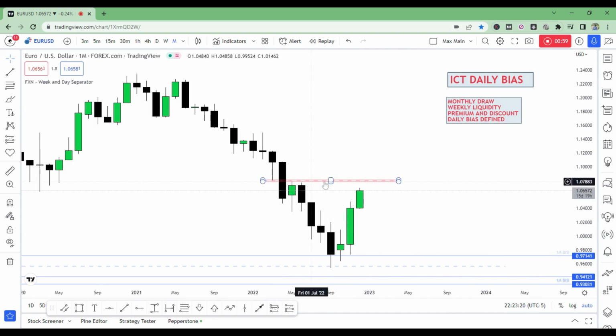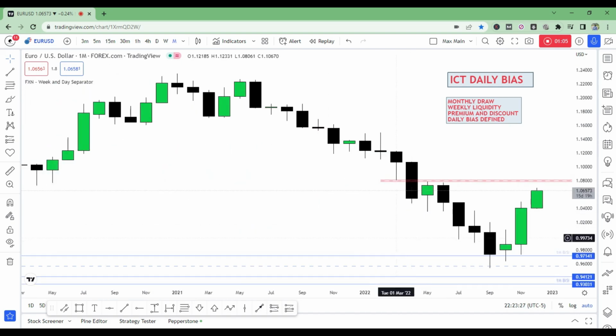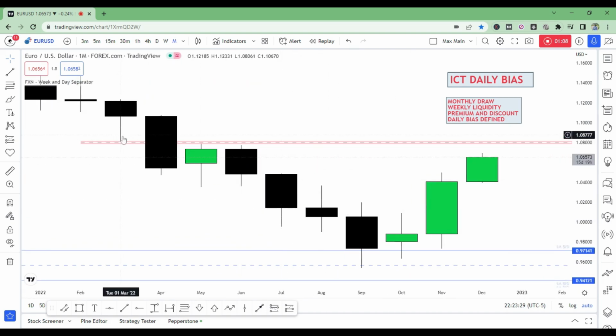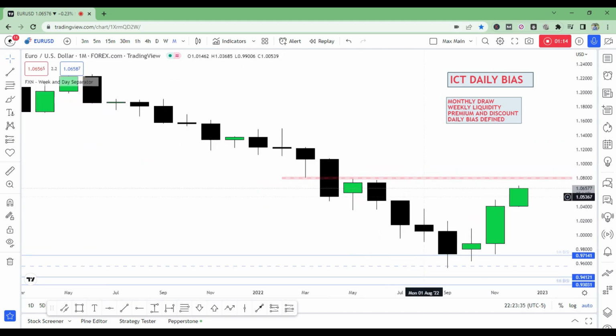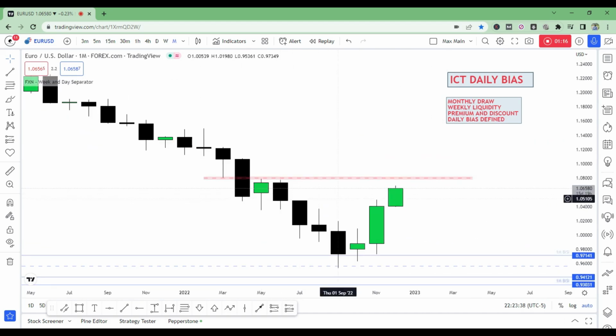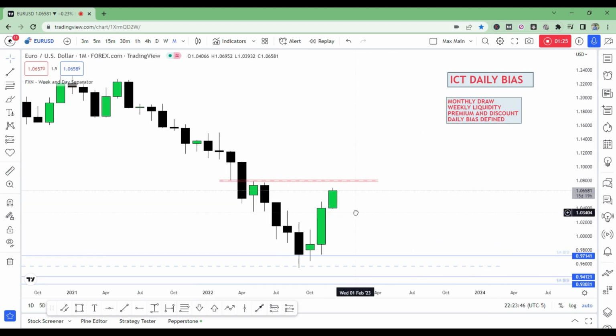For my monthly draw on liquidity, I have this imbalance right here. You can zoom in on your chart and see that there's a gap between this candle and this candle. When this candle was created, we left a fair value gap in the middle of the price action. So now I've defined the monthly draw. That's all you need. You just need to keep it very simple. You don't want to be overcomplicating your analysis.